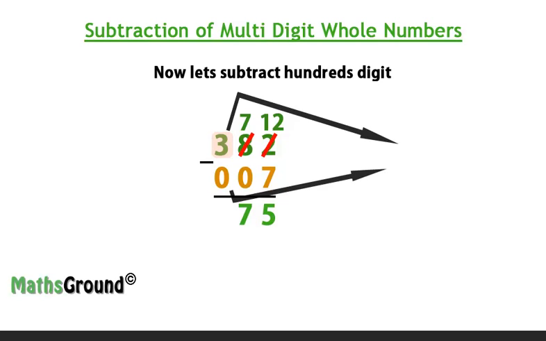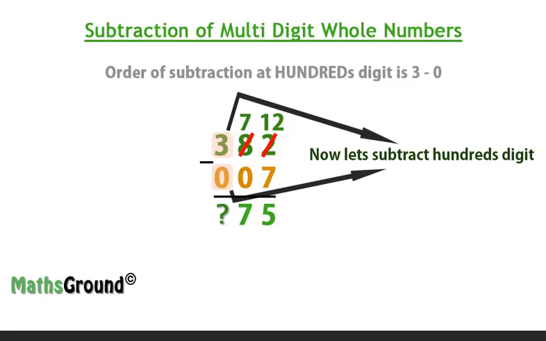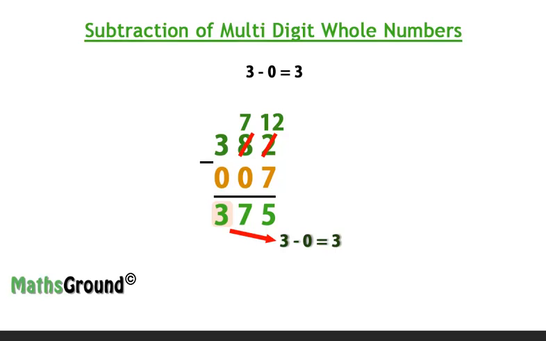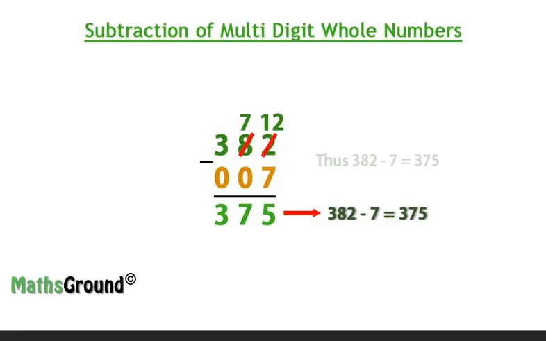Now let's subtract 100's digit. Order of subtraction at 100's digit is 3 minus 0, as there is no digit at 100's place of the number 7. Let's consider 0 at 100's place of number 7. 3 minus 0 equals 3. Thus 382 minus 7 equals 375.